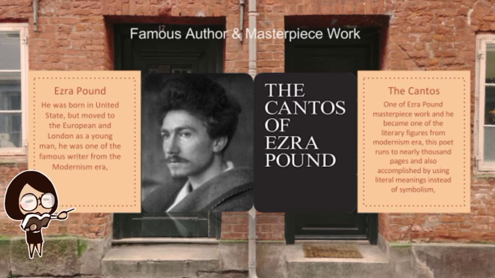literary figures from the modernism era. This poem runs to nearly 1,000 pages and was also accomplished by using literal meanings instead of symbolism. This poem also contained criticism of the social problems of the time.